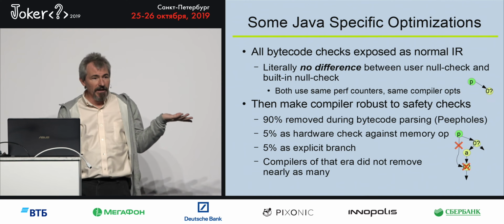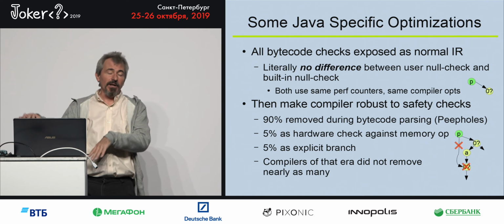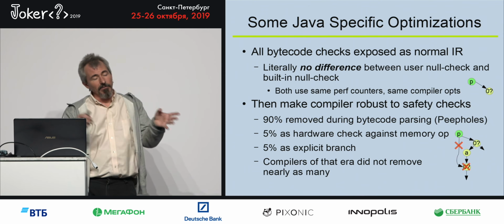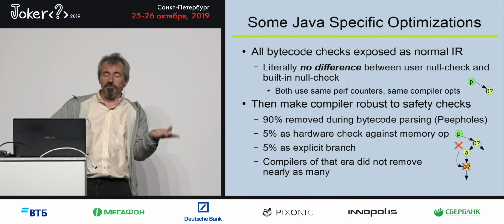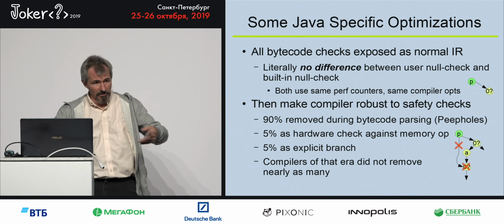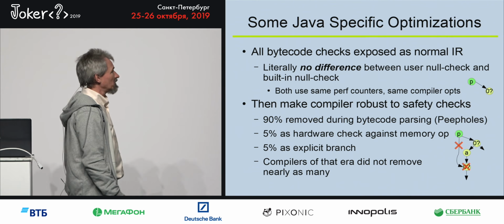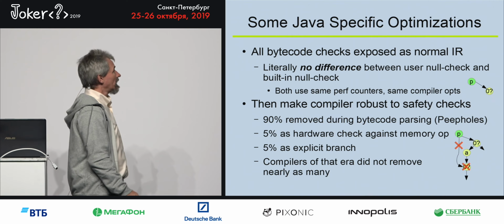I just do a load against your pointer, and if it's null, I take a segv. And then the runtime catches the segv exception, does a table lookup, decides this particular address refers to a load that's doing a null check, and you're throwing a null pointer exception. And then it converts that into a Java null pointer exception. And 5% turn into an explicit branch, jump not equal, right?